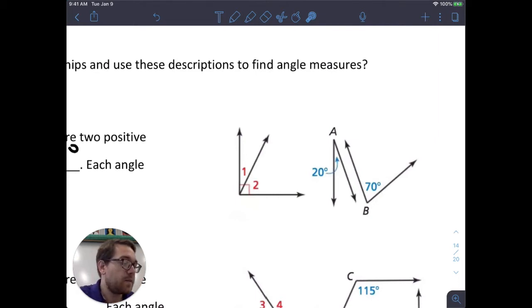Okay? But two angles can also be separate or non-adjacent, and they can also be complementary. So we see this angle A is 20 degrees, this angle B is 70 degrees, add that together, that's 90. And so those would be complementary angles.